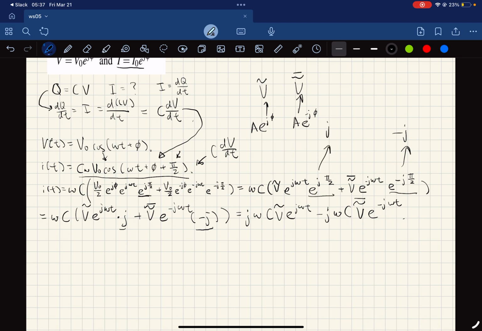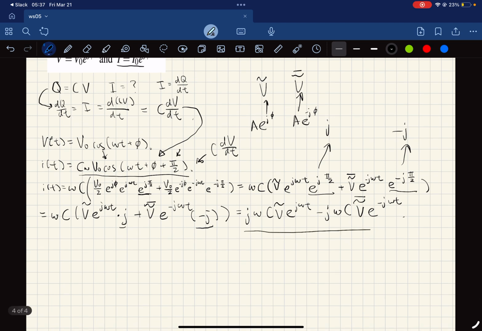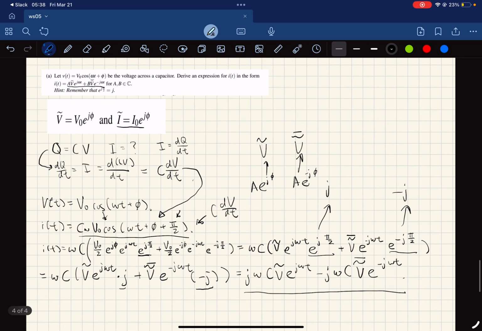And then we end up with this little thing right here. Again, that is the current as a function of time. That's the first part, A, right there. And now let's solve part B.